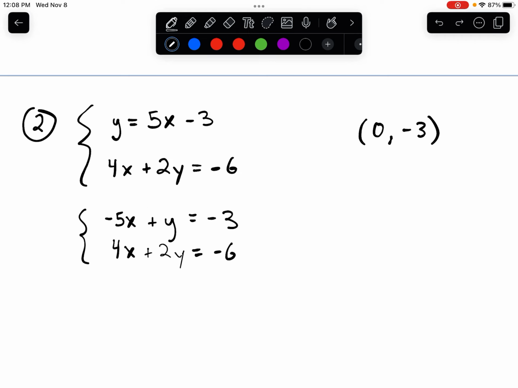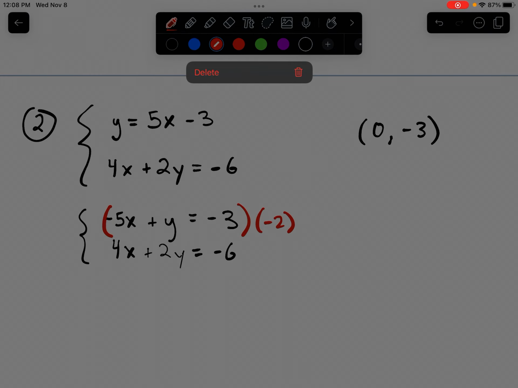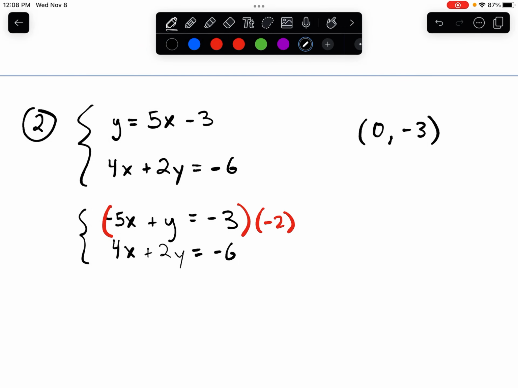So what I'm going to end up doing is multiplying this whole top equation by negative 2. All right, you get to pick what this number is. Depending on the problem, you get to pick. All right, don't do times negative 3 because that's not going to allow anything to cancel. Don't do times 7 because nothing's going to cancel. So my new system of equations would be positive 10x minus 2y equals positive 6. And then I'm going to copy paste that second equation again.